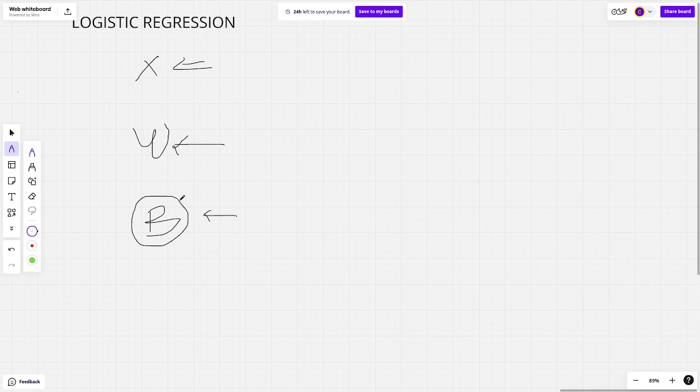So the third thing is linear combination. We have to combine those clues: we multiply each clue by its weight and add them up plus the bias. That will give us the formula wx plus b. This gives you a number z, which we call the score.